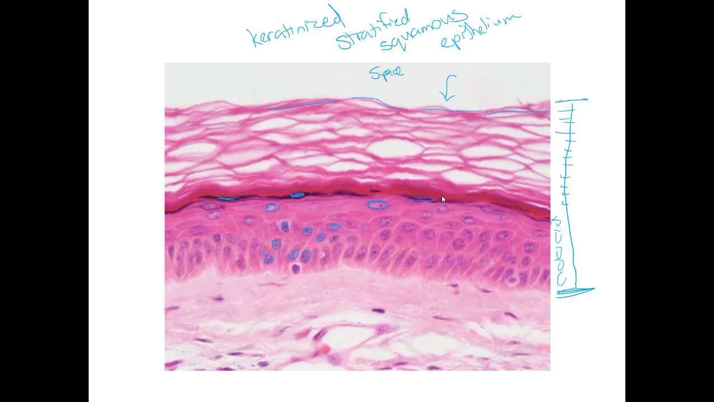For the keratinized stratified squamous epithelium, yes, it is always skin. So that would be my next question. What organ will you find this in? So you're right, it would be skin. This is thin skin because there's not that many layers of the stratum corneum over here.